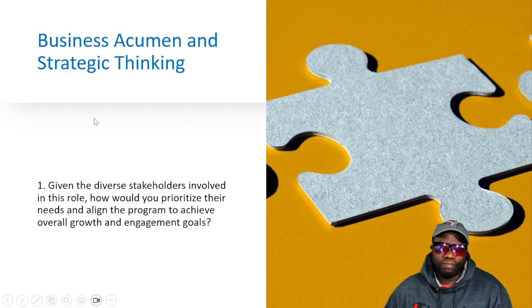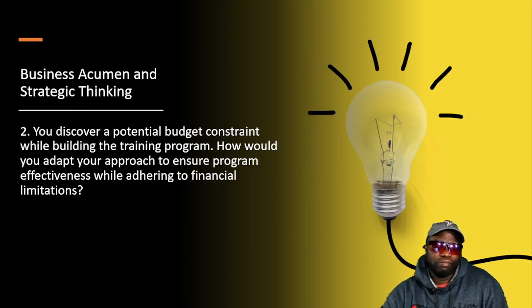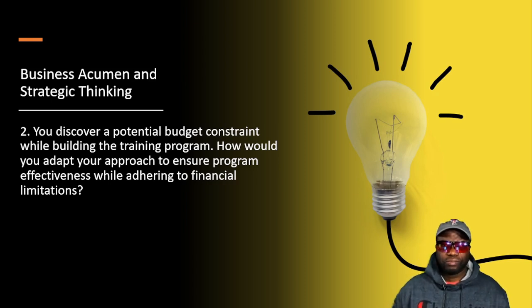Let's go to number two. Number two, still in business acumen and strategic thinking, you discover a potential budget constraint while building the training program. How would you adapt your approach to ensure program effectiveness while adhering to financial limitations? Take some time to think about the answer, and then I'll share mine.